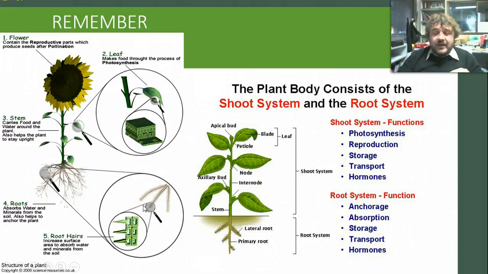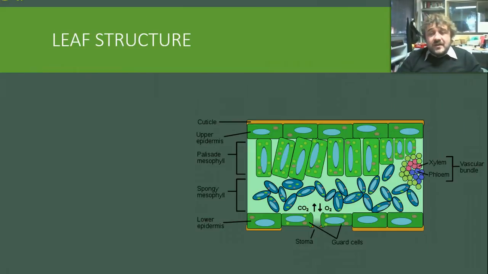So yeah, that's your plant structure. You should remember that. If not, please quickly jot down those diagrams right there. So let's look at a leaf structure. When we look at a leaf at a cellular level, we see that it's not too thick, but it's still multiple layers of cells.